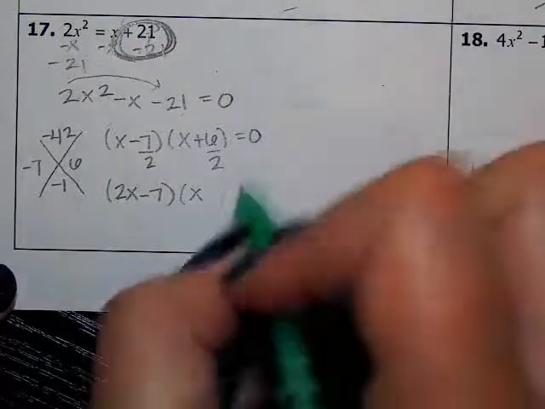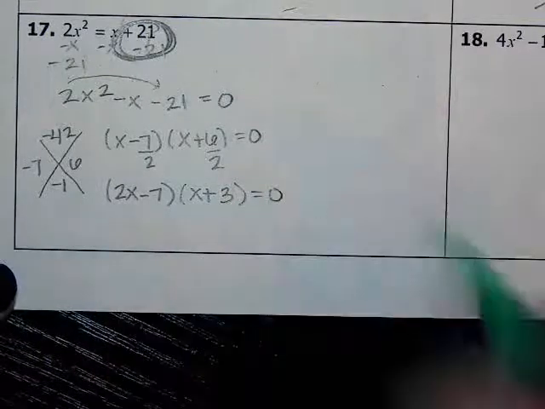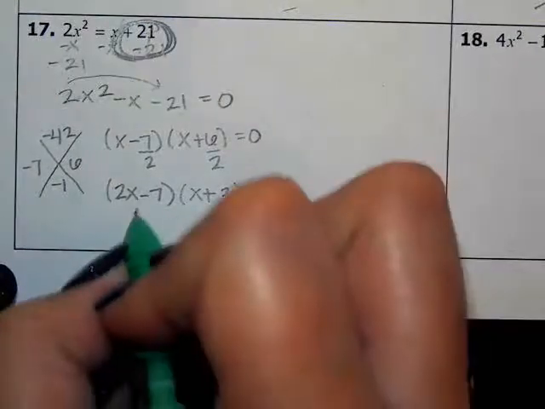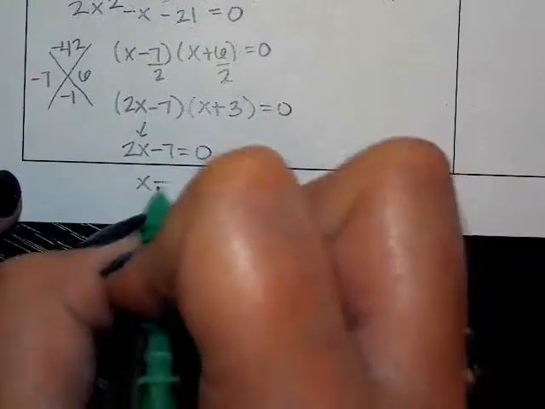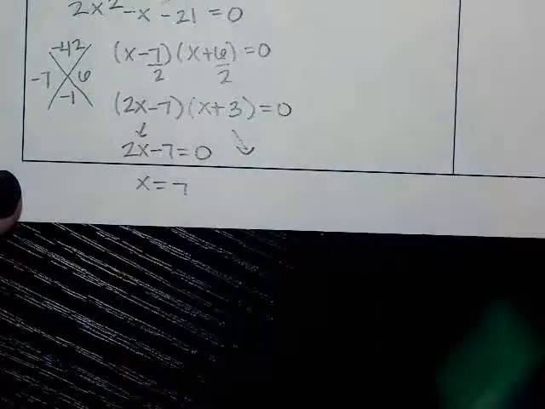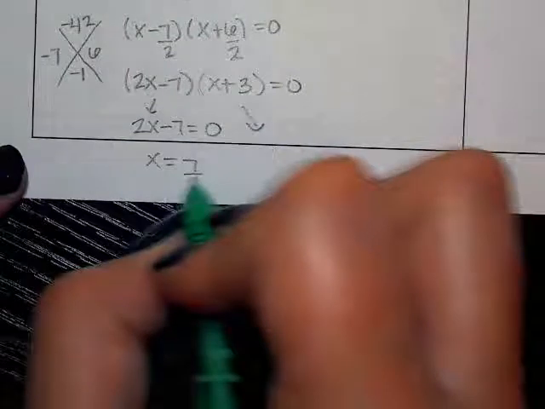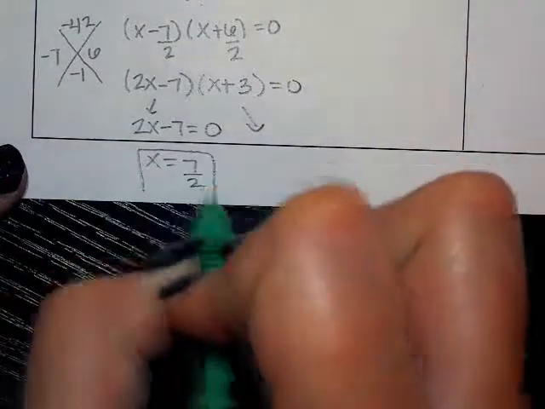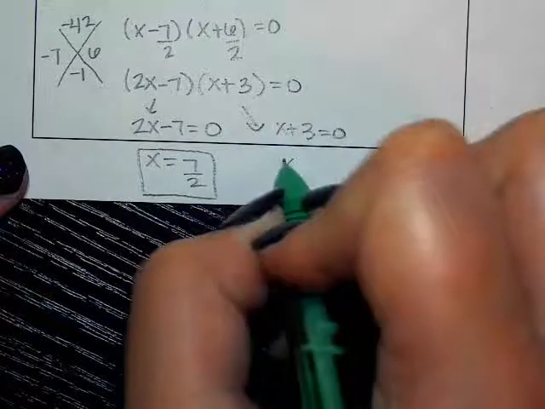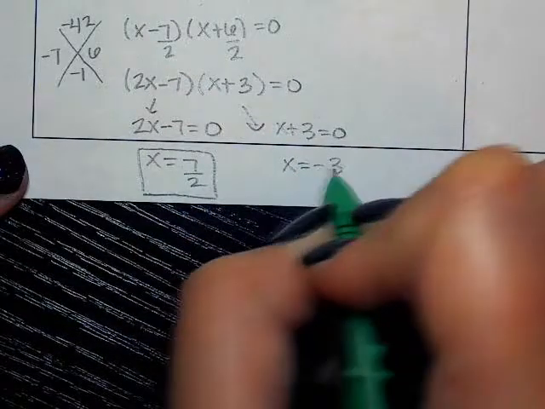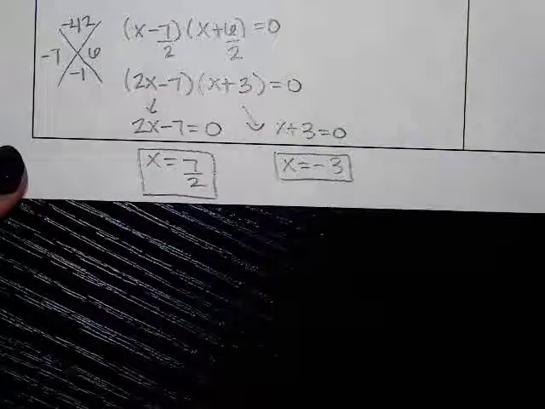X plus 3, okay. So I've got 2x minus 7 equals 0. And then my answer is just x equals 7, right? And then over there, what's my answer? X equals 7 halves, okay. And then over here, x plus 3 equals 0. And then what does x equal? Is it halves? Just 3. Okay. Because there was no 2 in front of the x, so we didn't have to divide by 2.